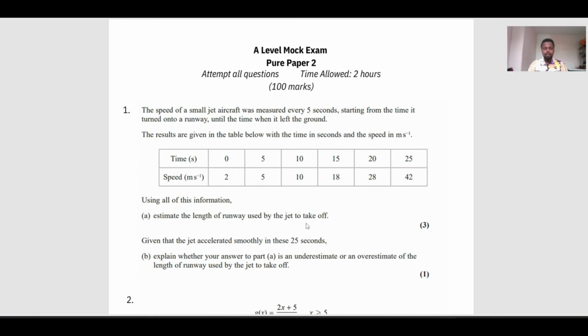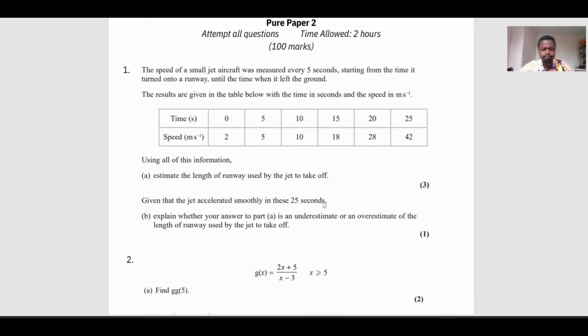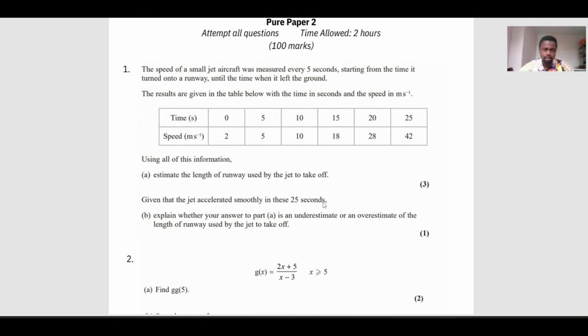Right. So I'm going to start from the first question. Most of my students didn't get it right, so I'm going to try to explain it. It says the speed of a small jet aircraft was measured every 5 seconds, starting from the time it turned onto a runway until the time it left. The results are given here, then use it to estimate the length of the runway.